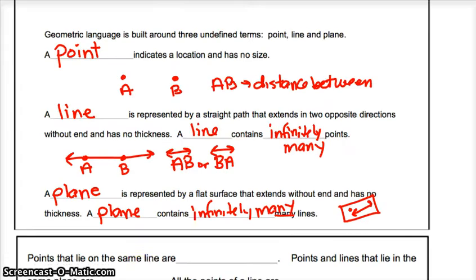All right, a couple more terms for you. If I have points that lie on the same line, we say that those points are collinear. And points that lie on the same plane are called coplanar. So points that are on the same line are collinear, and points that lie in the same plane are coplanar.